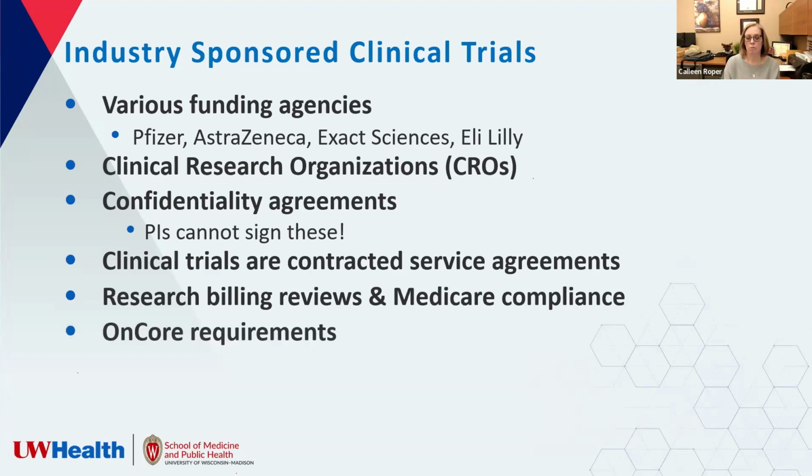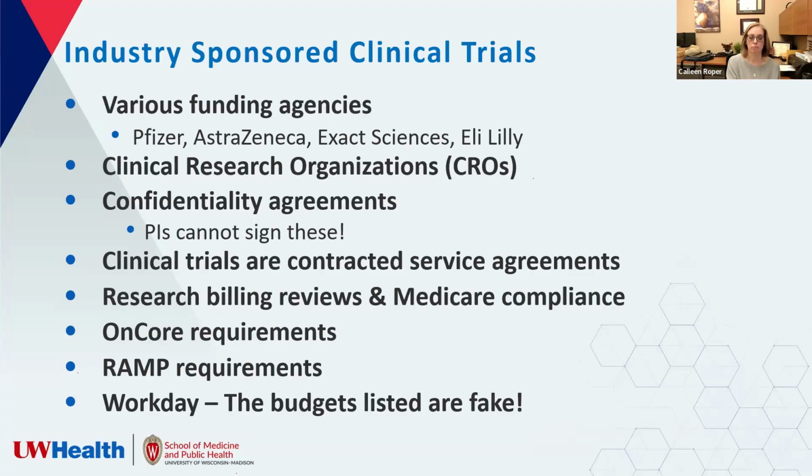Again, Encore requirements and RAMP requirements. Much like grants, we still have to route this stuff through Encore. It has to be set up. We may have to have patient enrollment in Encore and tracking. There are RAMP requirements for routing for approval, for the dean's office to sign off, your departmental chairs, and for RSP to approve contracts that come in.